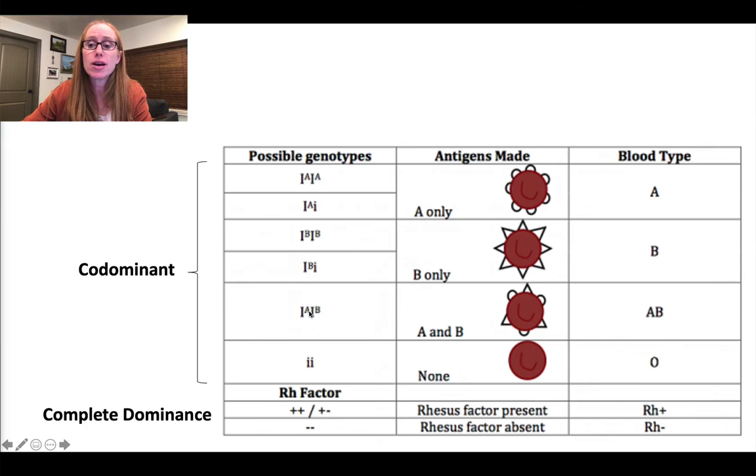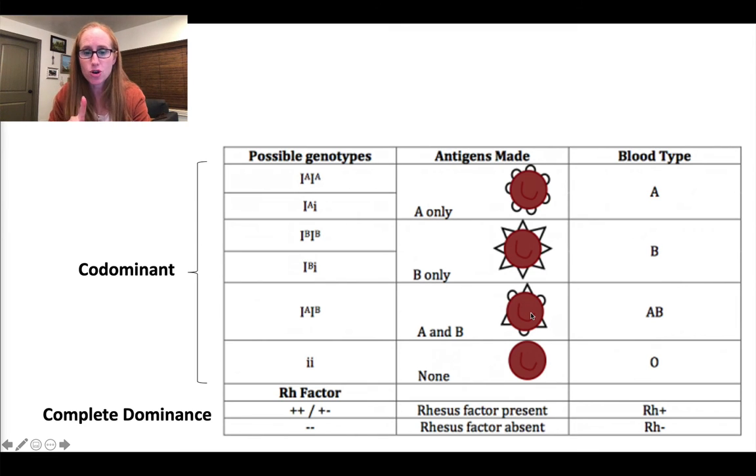But notice, if you inherit an A and a B, it's not a blending, it's codominant. You'll actually express both A and B, and your immune system will recognize both A and B as self. So if you're type AB blood, you can receive all the other kinds of blood and your body won't freak out because it recognizes A's and B's, and of course, a clean one doesn't do anything at all. But if you're type O, you don't recognize A or B, so any of these blood types would kill you. You can only receive O. So O is the universal donor, AB is the universal acceptor.